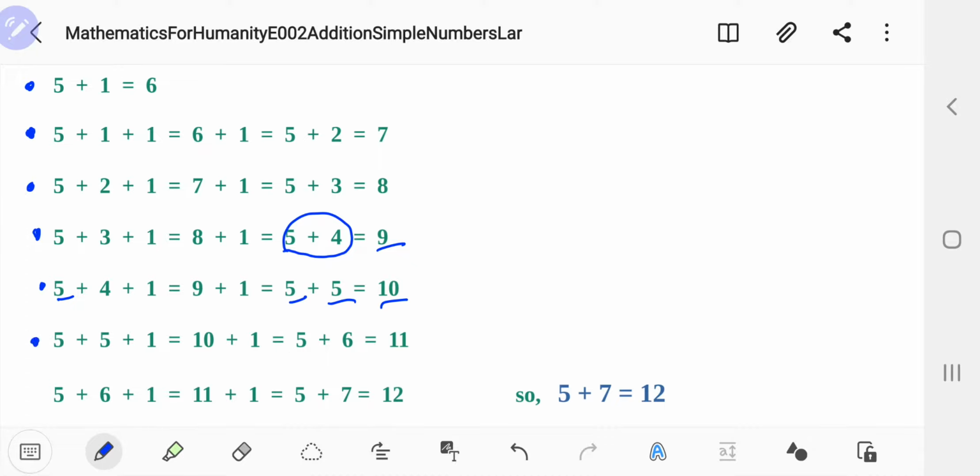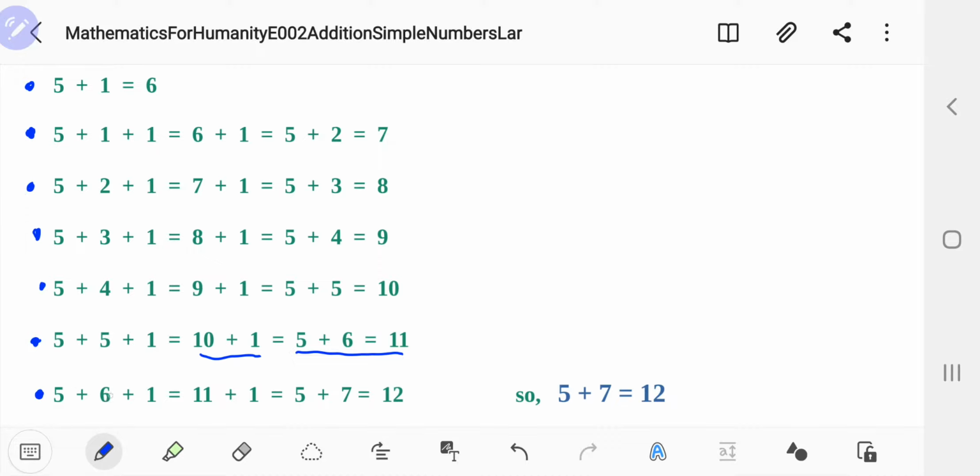The next statement. You have 5 plus 5, which is equal to 10, plus 1. So you have 10 plus 1 is 11. But this is what? 5 plus 1 is 6. So you can also write that as 5 plus 6 here. 5 plus 6 is also 11. 10 plus 1 is also 11. Now, the last statement.